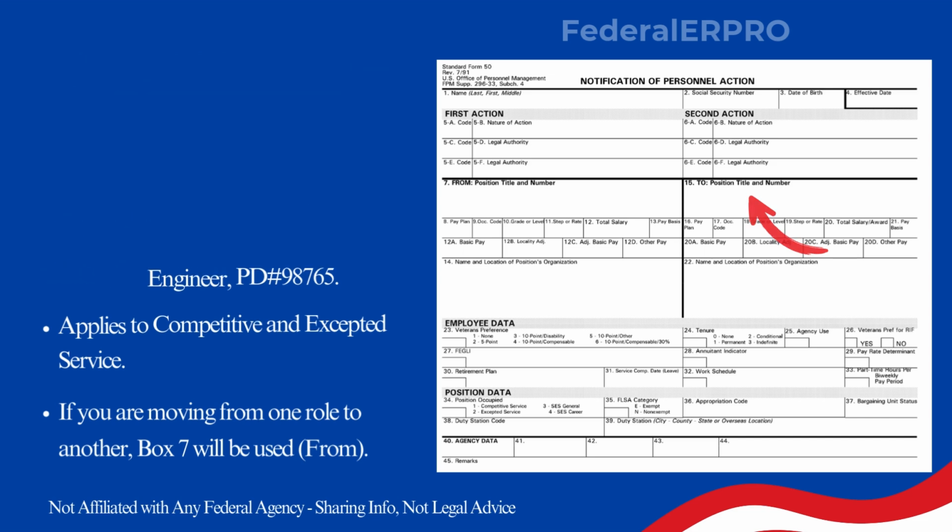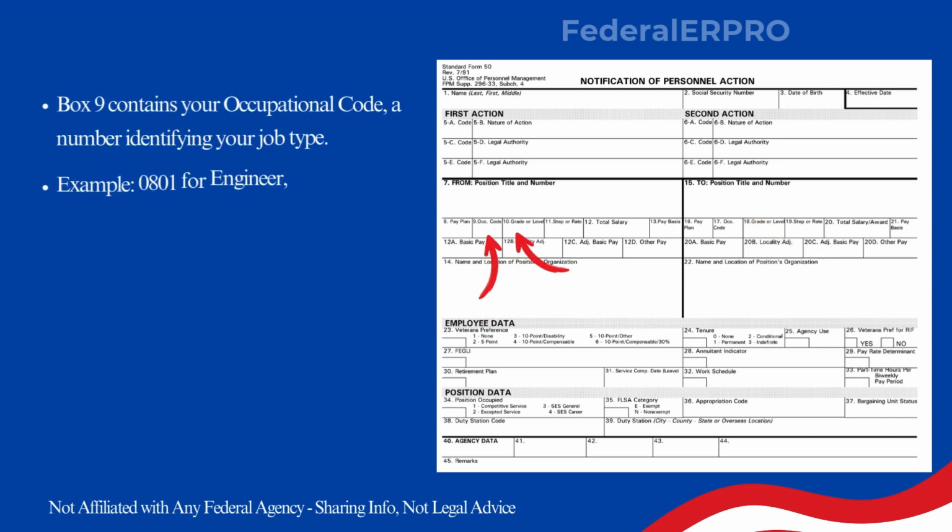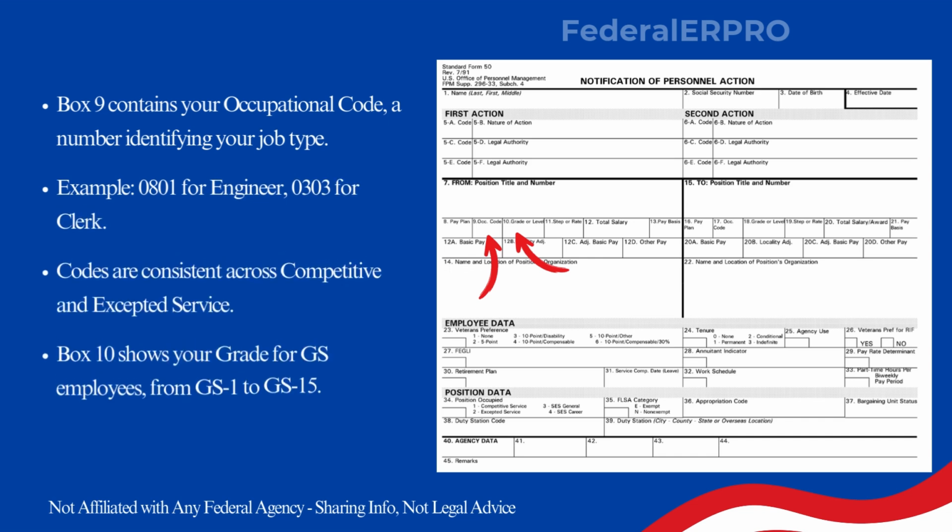Box 9 is your occupational series. This number identifies the general category of your position. For example, 0301 for General Admin, 0343 for Management and Program Analysis, 2210 for Information Technology. Box 10 shows your grade, such as GS-12, GS-9, or WG-10. If you're on a different pay system, like AD or SL, it will be reflected here.